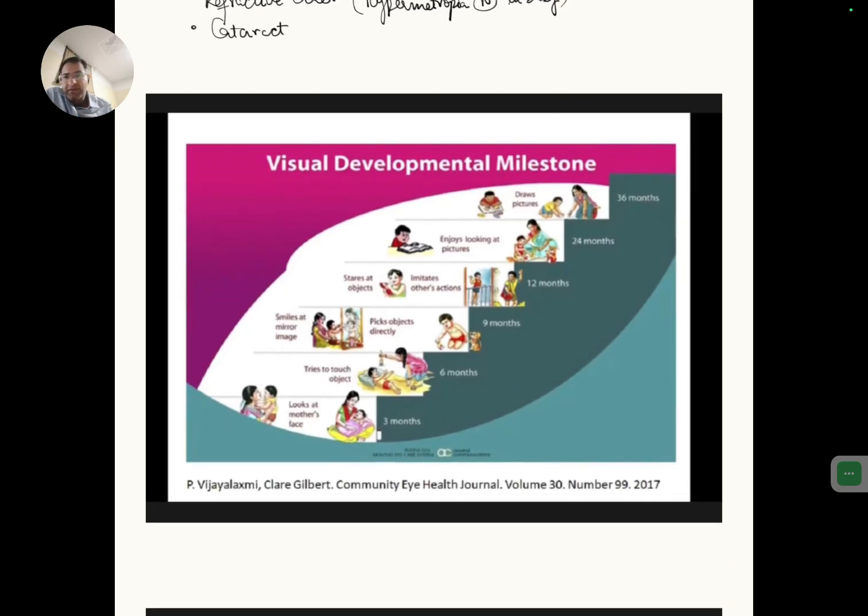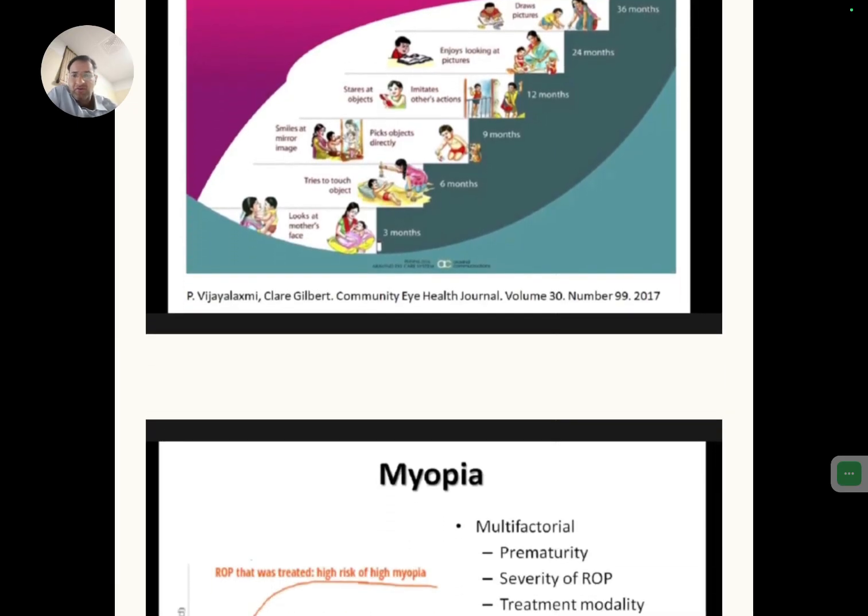So this photograph is taken from a journal, Community Eye Health Journal, and this photograph is from P. Vijayalakshmi ma'am. And what it shows is the different visual developmental milestones. So at 3 months, babies start looking at the mother's face and try to recognize mother. At 6 months, the baby starts to try to touch objects. At 9 months, baby smiles at its mirror image and picks objects directly from the floor. At 12 months, the baby starts to stare at objects and tries to imitate other actions. At 24 months, the baby starts enjoying looking at the pictures, and at 36 months, the baby starts drawing.